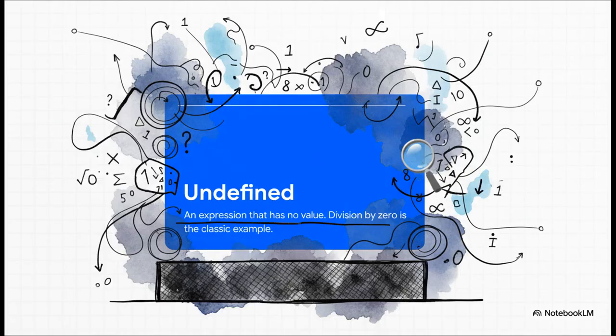And that's why we use the word undefined. It's not some vague, hand-wavy term. It has a very, very specific meaning in math. It means there is literally no number that can answer that question.